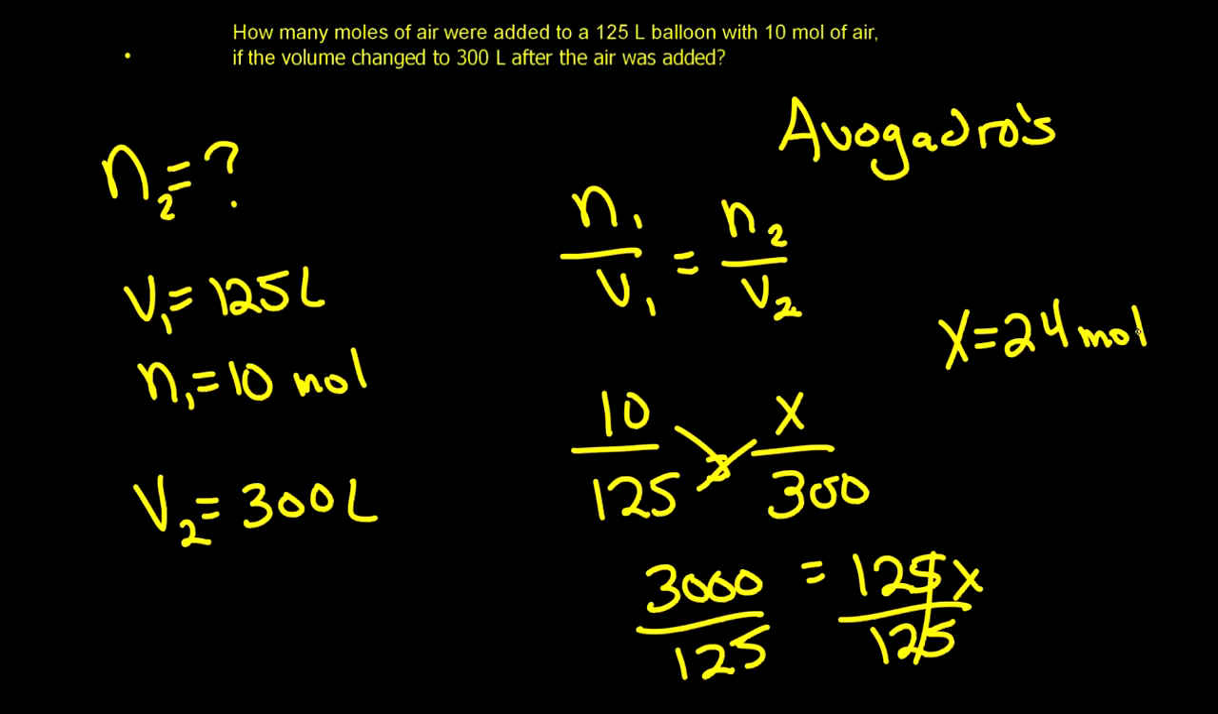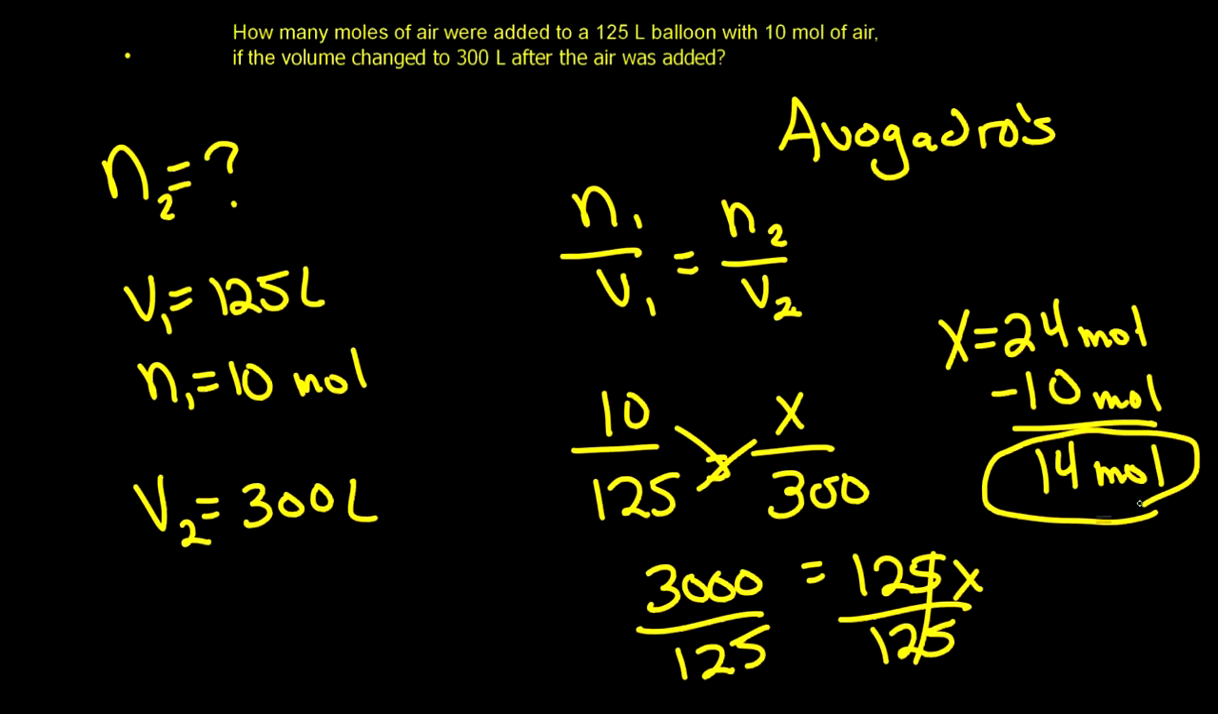But the question asks how many moles were added. So it's not looking for the final amount of moles. It's asking how many moles were added to the existing moles in the balloon. So we do a difference there. So if the final amount is 24 and the initial amount was 10, just subtract the difference. So 24 minus 10 says 14. So we added 14 moles to that balloon.